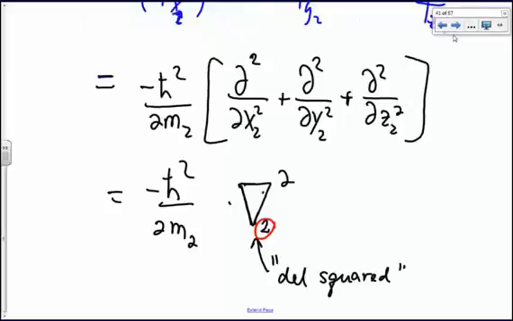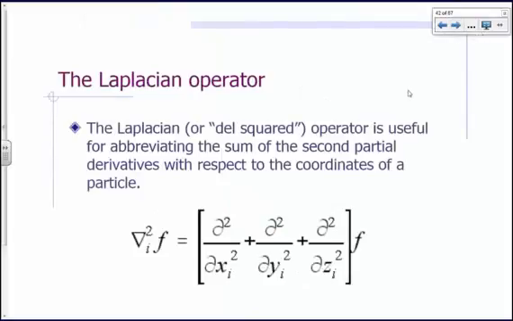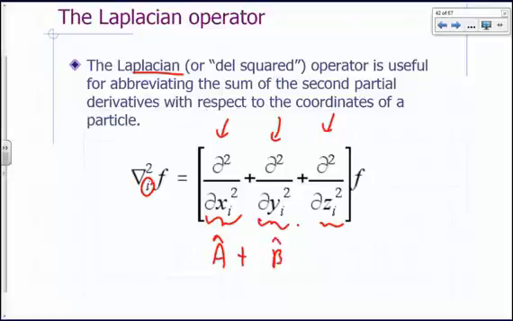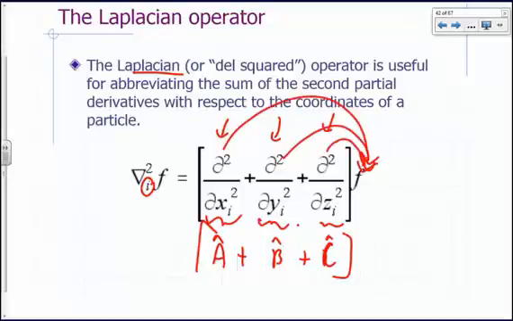You got it? There, I have it right here. Del squared, or Laplacian. So del squared for particle i is just the second derivative with respect to x_i, plus the second derivative with respect to y_i, plus the second derivative with respect to z_i. Note that each of these can be thought of as an operator. So it's like operator A plus operator B plus operator C, and you can just distribute that. So that applies to that function, that applies to that function, that applies to that function. So this is going to be AF plus BF plus CF.